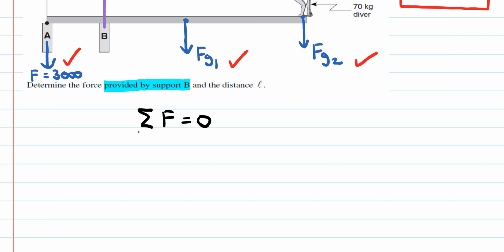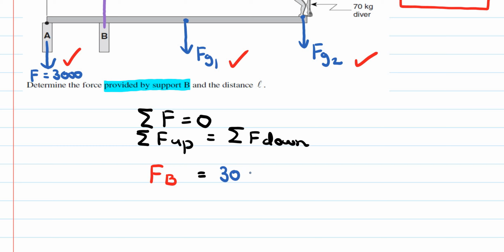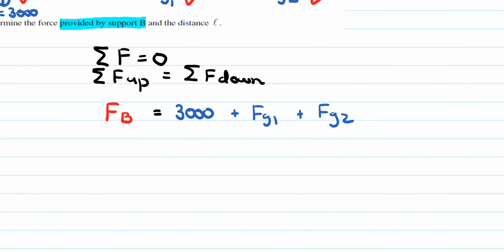What that really means here is the sum of the forces in the upwards direction should equal the forces in the downwards direction. So in the upwards direction, I just have the force at support B. And in the downwards direction, I have the 3,000 newton force that was given to me at support A. And I also have FG1 and FG2. So what is FG1 and FG2?